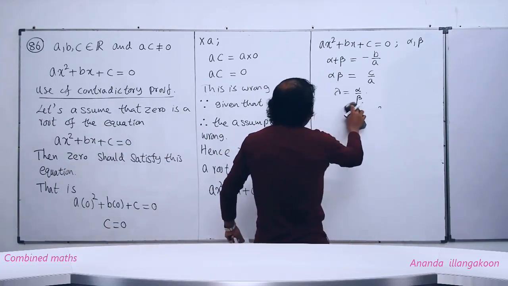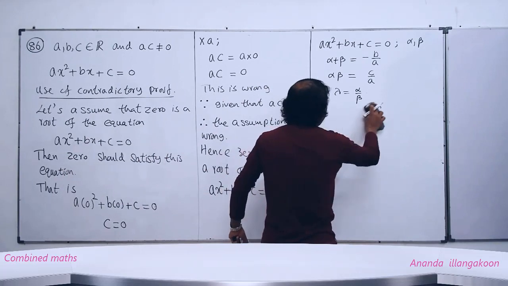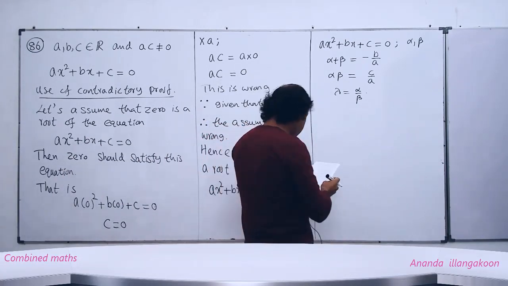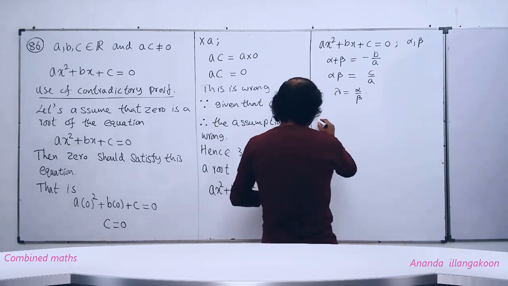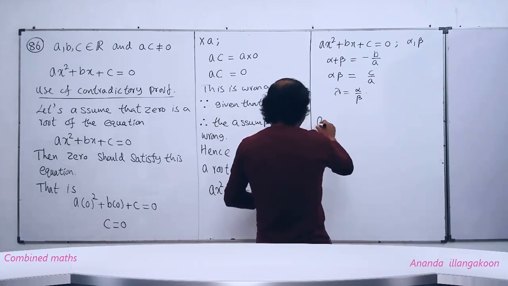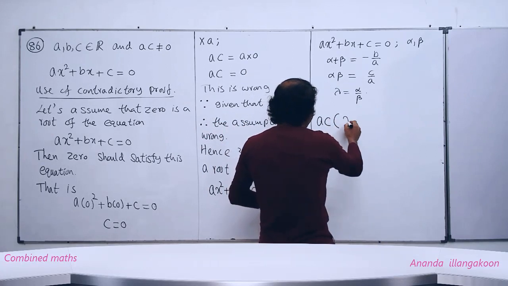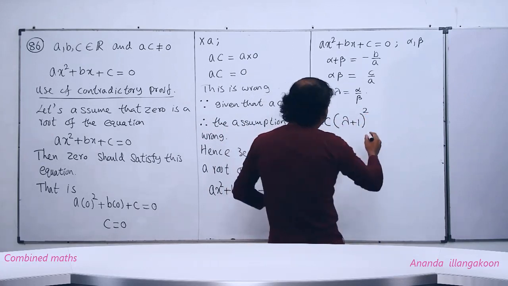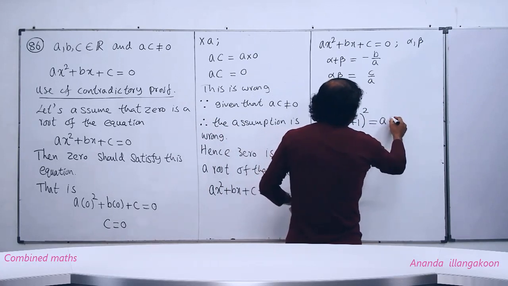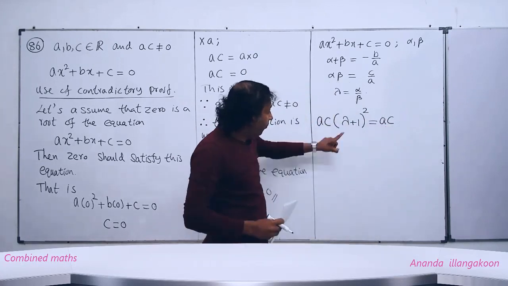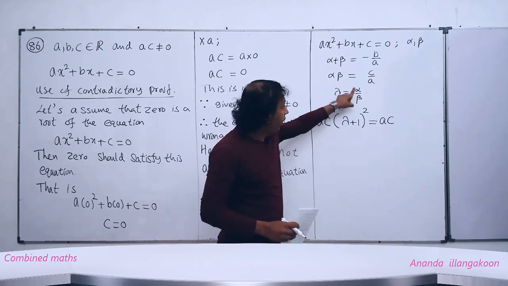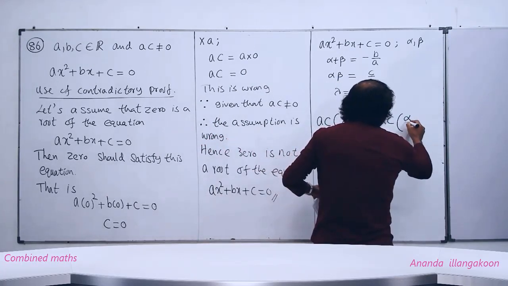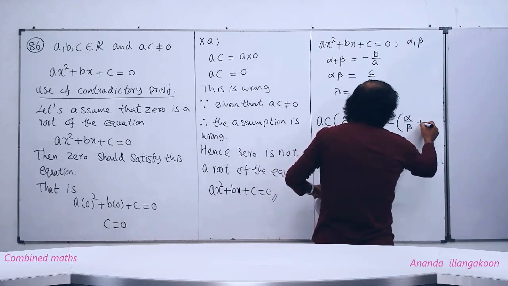I'm going to start from the left-hand side. So in the left-hand side, what you have is AC times (lambda plus 1) whole squared. Now this is what you need to do, people: substitute for this lambda. Lambda is given as alpha upon beta, no? Alpha upon beta plus 1.